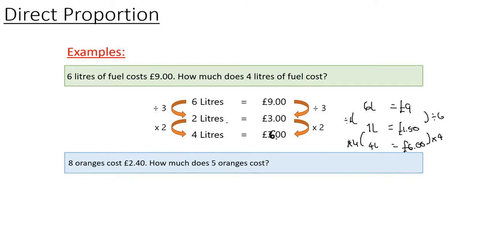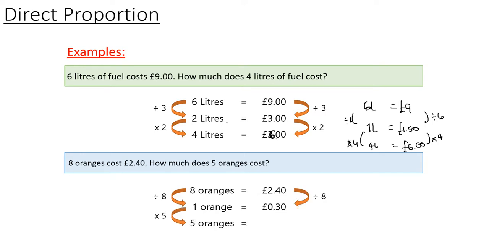Another example, 8 oranges cost £2.40. How much does 5 oranges cost? So we've got 8 oranges cost £2.40. For 1 orange, we divide it by 8. So we're dividing both sides by 8, we get 30p. And from 1 orange to 5 oranges, we're timesing by 5. So we're having to times 30p by 5, giving us a final answer of £1.50.